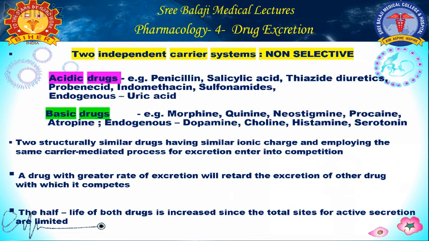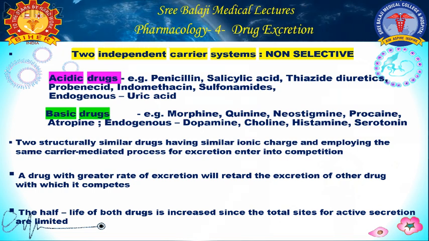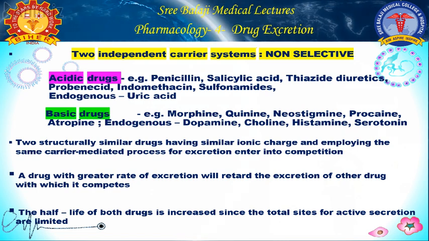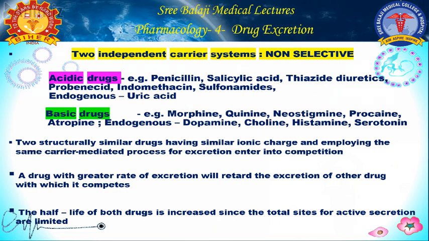Then what will happen? Whoever is strong will cross and get outside, right? The same way here also. These particular carrier systems are non-selective, so only one drug can be used at a time.